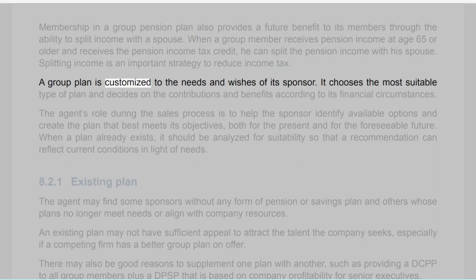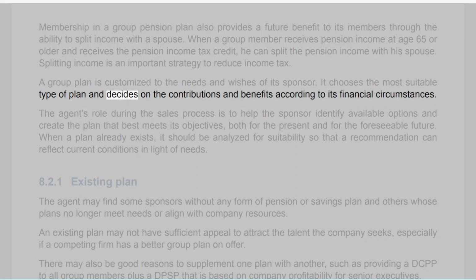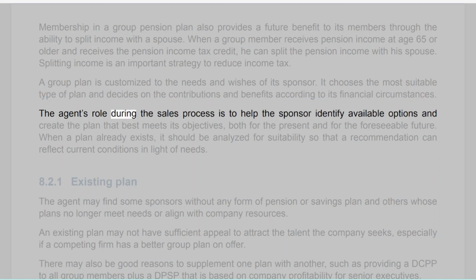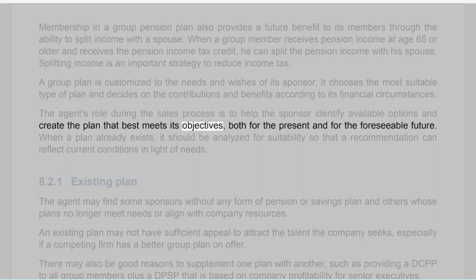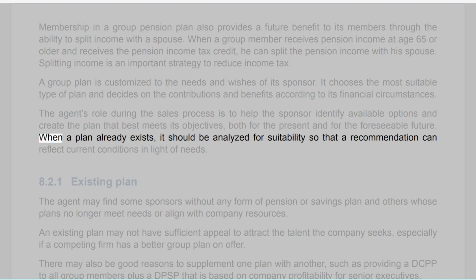A group plan is customized to the needs and wishes of its sponsor. It chooses the most suitable type of plan and decides on the contributions and benefits according to its financial circumstances. The agent's role during the sales process is to help the sponsor identify available options and create the plan that best meets its objectives, both for the present and for the foreseeable future. When a plan already exists, it should be analyzed for suitability so that a recommendation can reflect current conditions in light of needs.